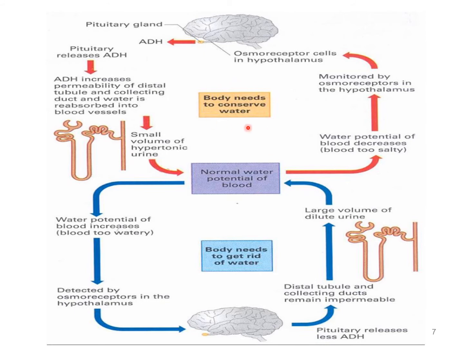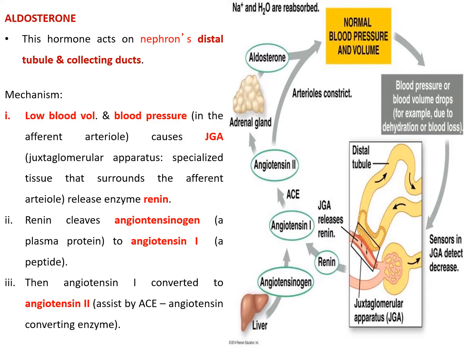Okay, so the first situation, body needs to conserve water. For the second situation, body needs to get rid of water. Okay, so now we are going to look at the role of aldosterone. So this hormone aldosterone acts on the nephron, distal tubule and also collecting ducts. So ingat tu. So dia bertindak, dia punya target organ dia adalah the kidney. So specifically dia akan target distal tubule and also collecting ducts.